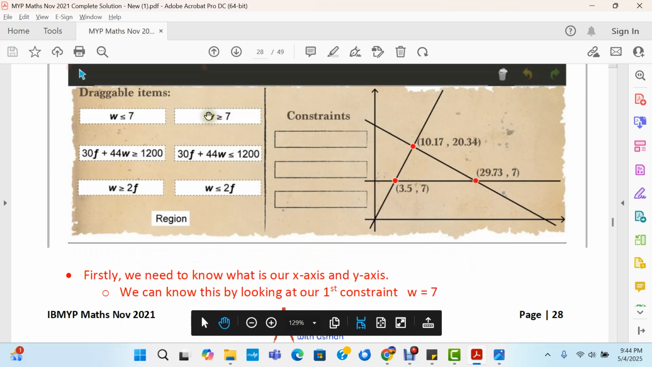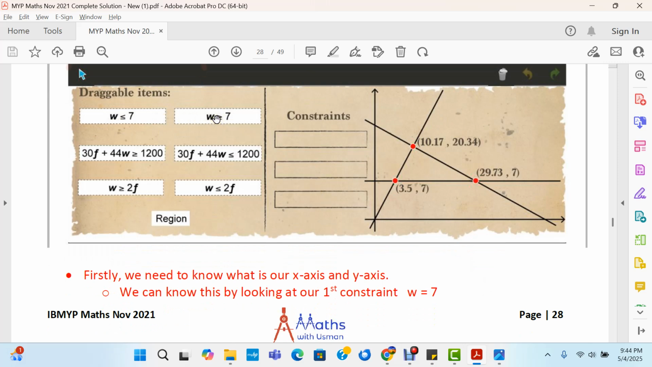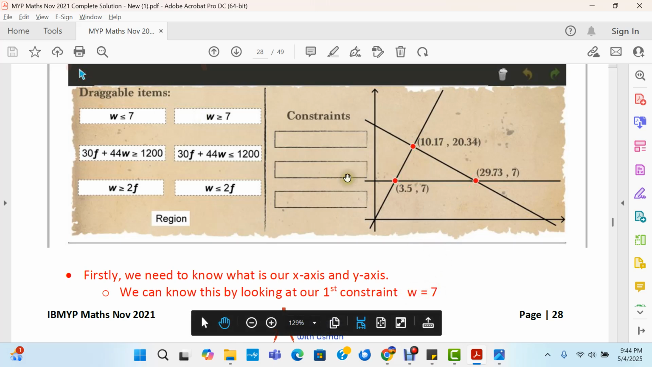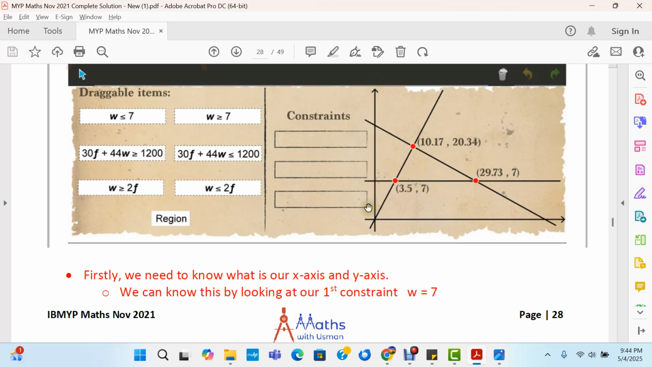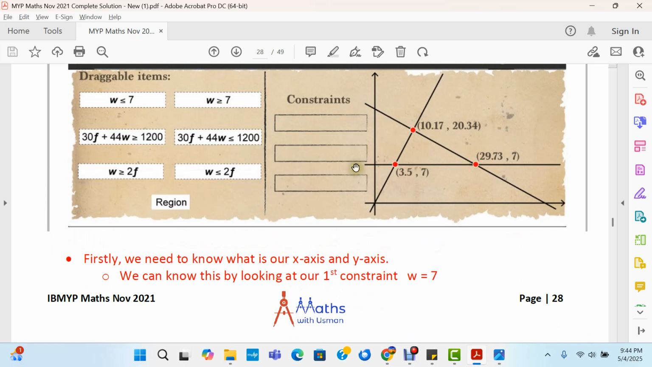So the water barrels can be at least 7. So W is at least 7. Focus on a horizontal line or a vertical line. W equals 7. This can either be horizontal or vertical. I see a horizontal line. This clarifies that y equals 7, W equals 7. The y-axis is W, which is water. Confusion cleared. So that is this constraint over here, and I need to be above this.